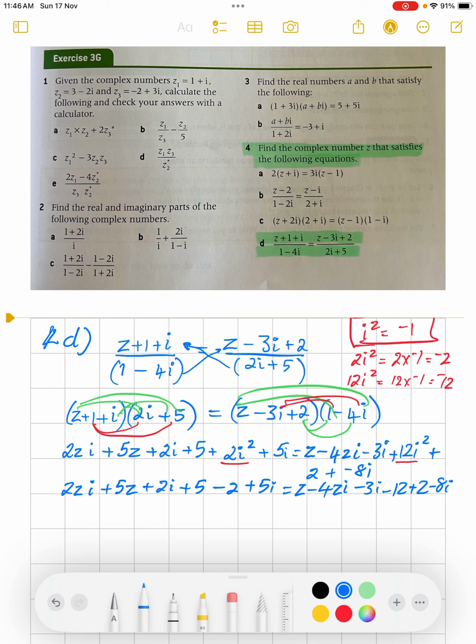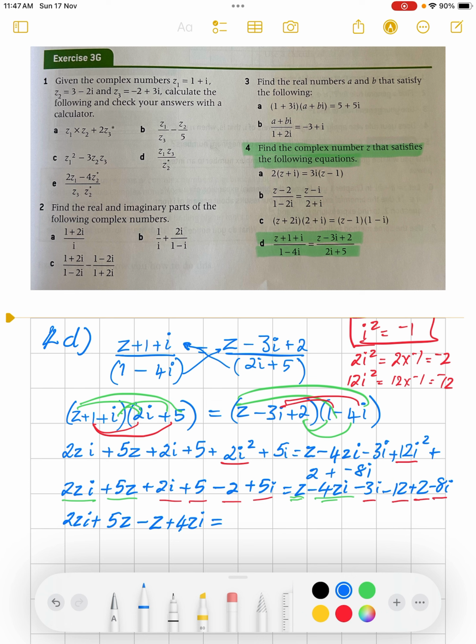Now I'm going to take all the z terms and put these z terms on the left-hand side. So we've got 2zi, 5z, take that positive z across to be a minus z, take the minus 4zi across to be plus 4zi, and we'll take these terms without the z, put those on the other side, and these are already over there.